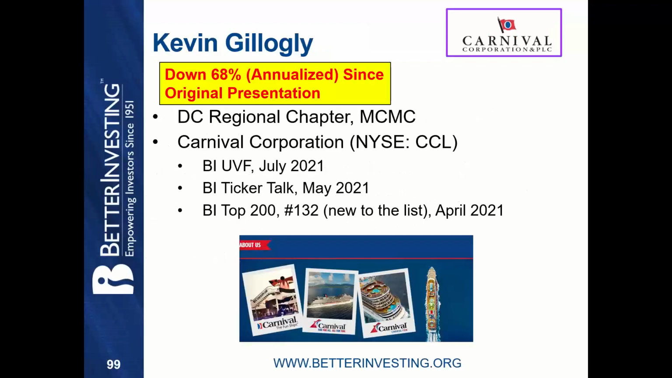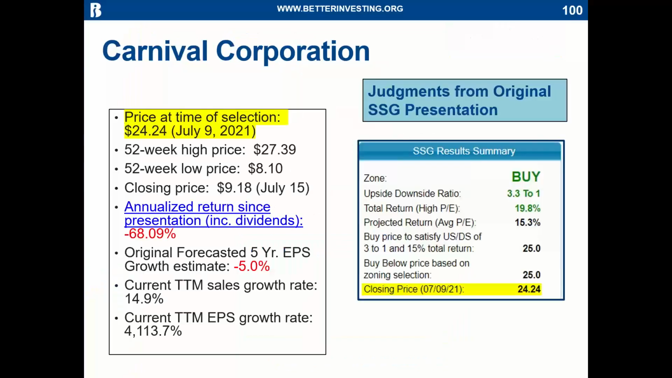All right, the final one, Carnival. This is our biggest dog of this. It's been down 68% since we first presented it in July, basically a year ago, when the entire market is down about 11 or 12%. This one's down 68, so it really got hammered. As you can see, it was originally proposed at $24.24 for the price.